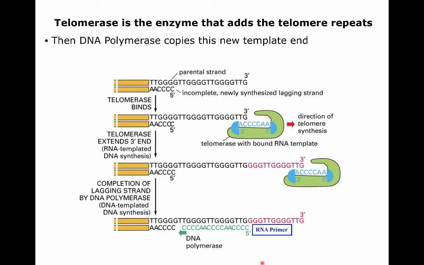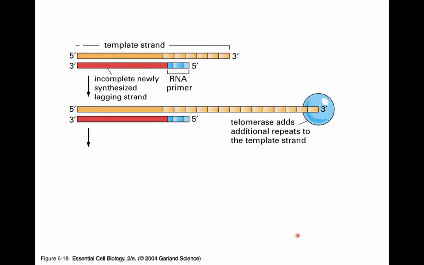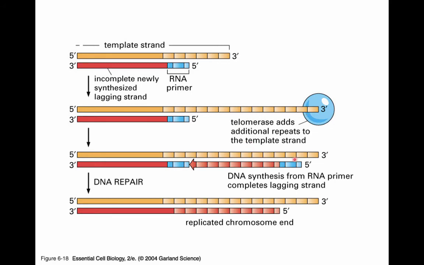And now you can come back, add your RNA primer, and copy all of those. And the only thing that you lose will be some of those repeats, which can be added on in the next round through another telomerase. Here's another cartoon showing that. So there's the telomeres being added by telomerase. Then your normal DNA polymerase and your ligase can finish copying the rest.